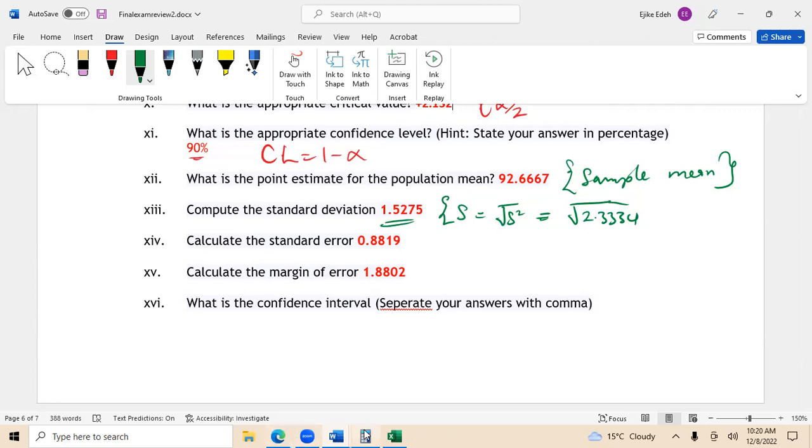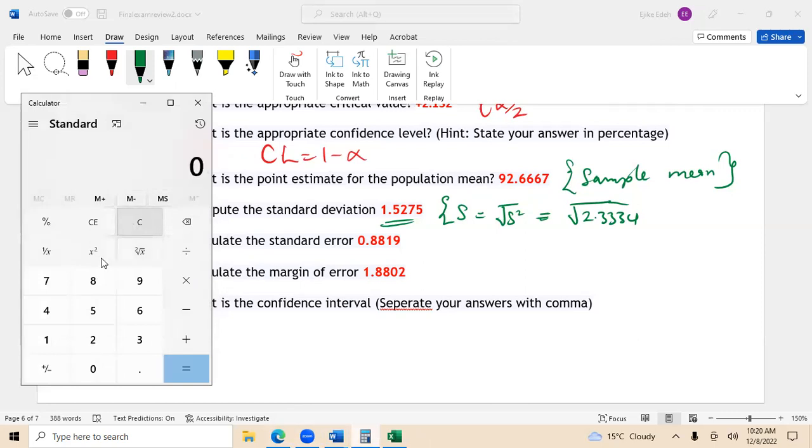Okay, so let's do it very quickly. So we are looking at 2.3334, and we're taking the square root, and that is 1.5275. Okay, yeah.